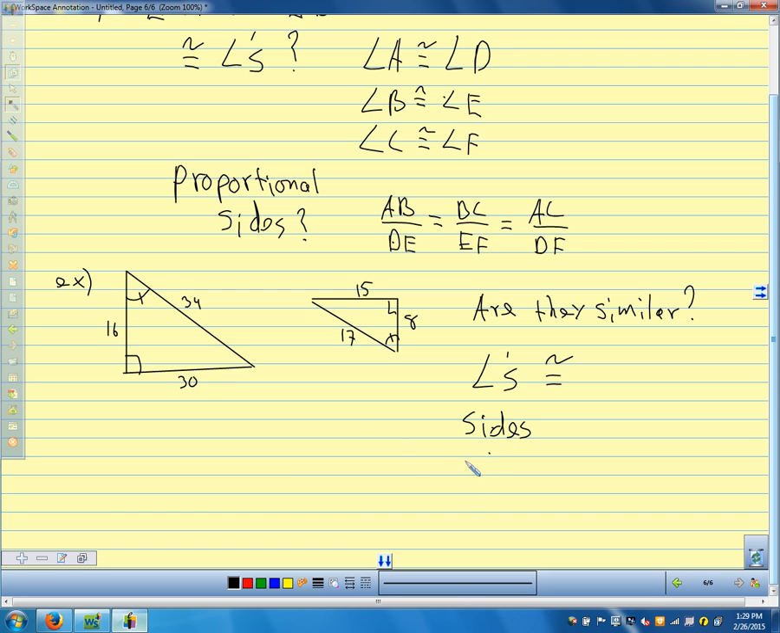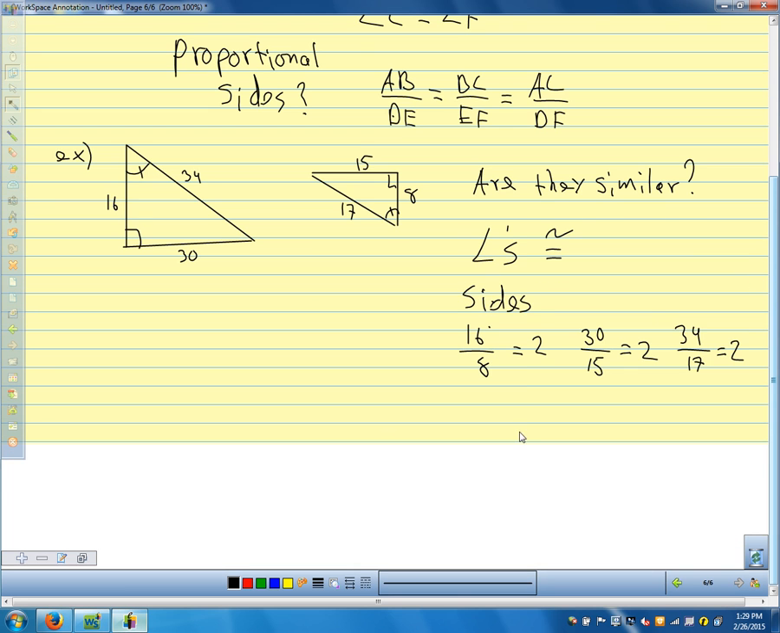So what side are we going to compare with the 16 side? 8, the smallest side, right? 16 divided by 8 is 2. What side are we going to compare with the 30? The 15, because it's the medium side. That equals 2. And then finally, 34 to 17 is 2. All the same ratios? So yes, similar. Are we good there?